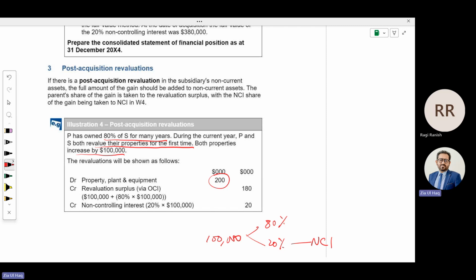Non-controlling interest we record under equity. If we need to add 20,000 to non-controlling interest, we will debit or credit non-controlling interest? Equity balance is credit. To add, we need to credit non-controlling interest with 20.